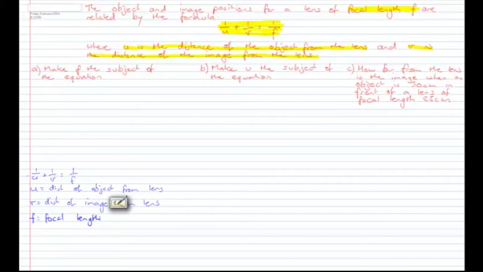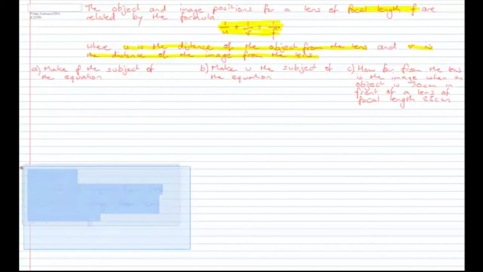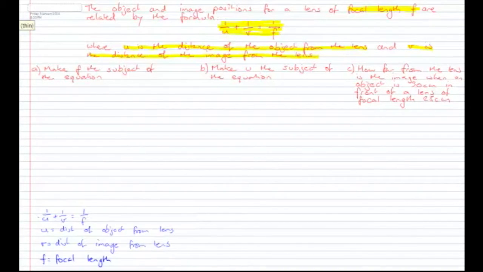And I'm just going to move all of this stuff down because it may get in the way in a second. Alright, the first question says make f the subject of the equation. That is, let's write out the equation first of all. And I want to get this bad boy here on its own.